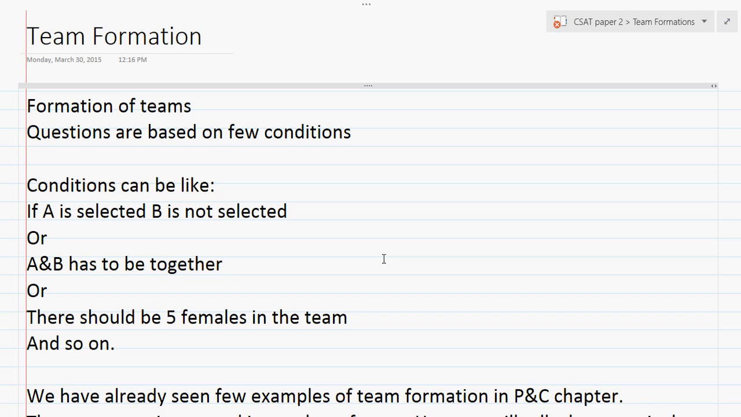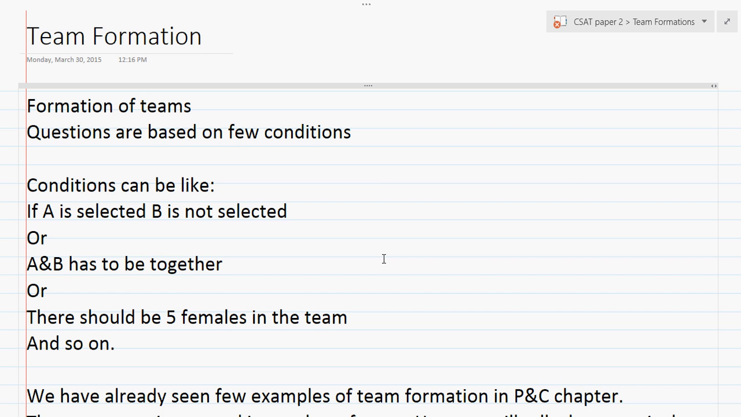So team formation is a topic which comes in our LR section, right? We have already covered a few sections in LR, namely seating arrangement. We have covered linear and circular seating arrangements. Then we have covered the questions on ranking, and now I think this is the third topic which we are going to cover, right? This is again an important one, right?